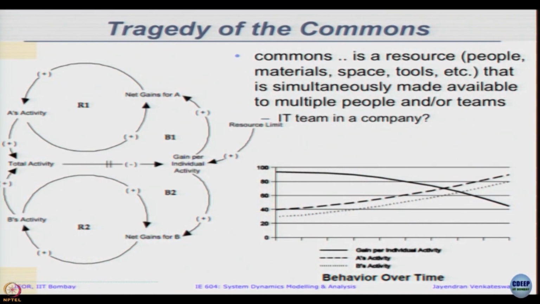This is a much more complicated looking causal loop. It's not very apparent immediately how to translate this into a stock and flow also. But what we were saying is, okay, first to define what is commons. Commons is any resource, people, material, space, whatever it is, that is simultaneously made available to multiple people. So when the same resource is available to multiple people, everybody thinks that the resource is there only for them, and the result is they overexploit that resource. They don't realize that many others are also competing for the same resource.